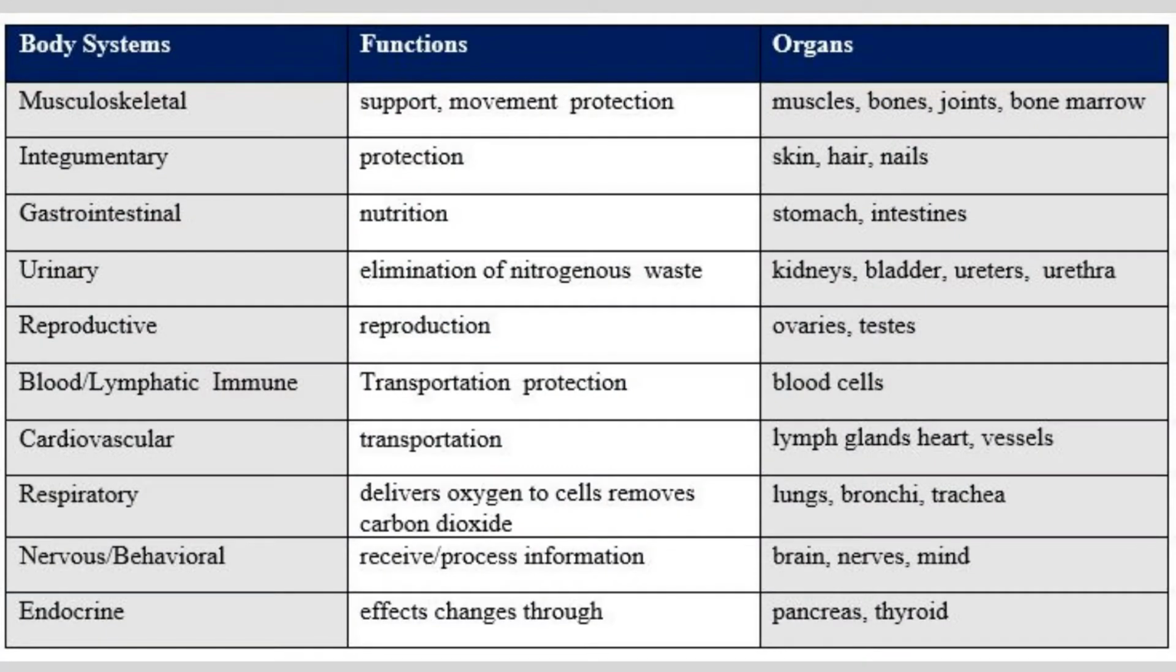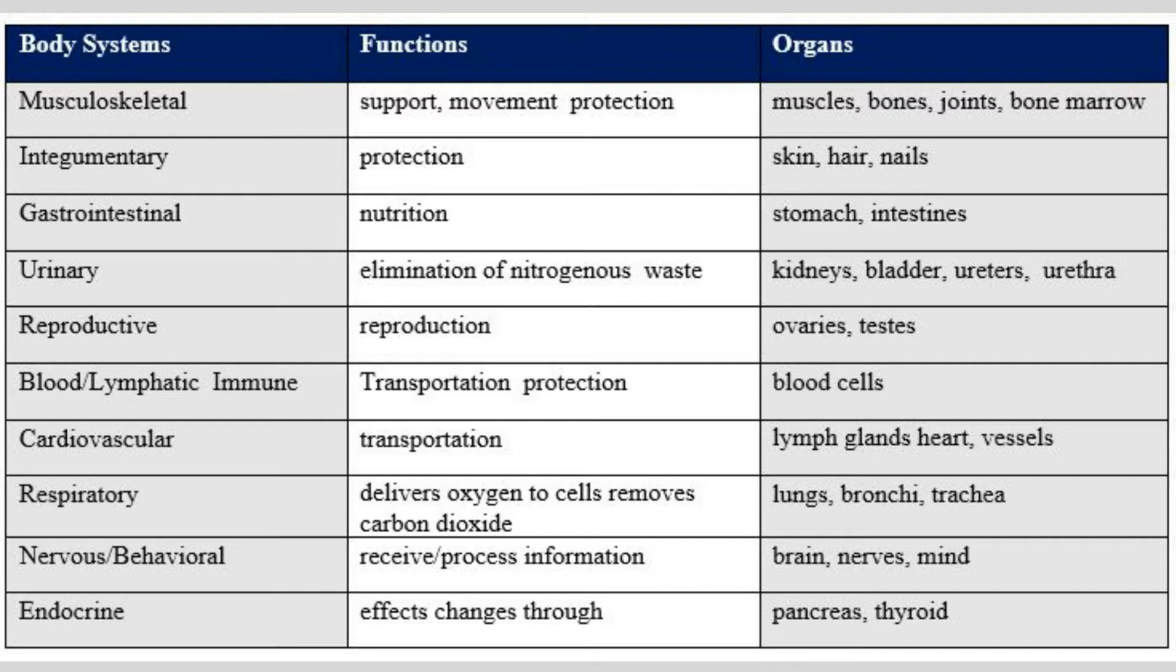Body systems. Musculoskeletal: functions, support, movement, protection; organs, muscles, bones, joints, bone marrow. Integumentary: functions, protection; organs, skin, hair, nails. Gastrointestinal: functions, nutrition; organs, stomach, intestines.